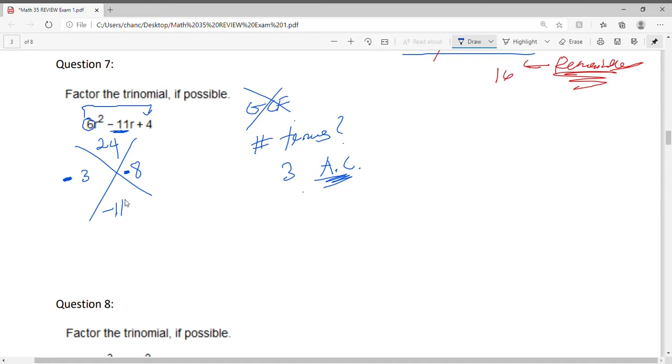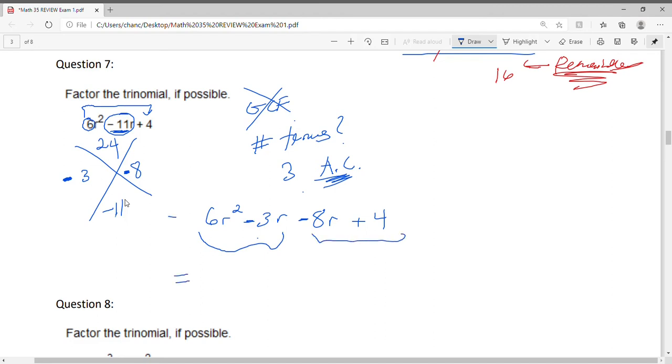So I'm going to rewrite this now as 6r squared minus 3r minus 8r plus 4. Now what we did is we just rewrote negative 11 as negative 3r minus 8r. So we split the middle into these two terms. Now the reason we did that is notice that we have 4 terms now. And to do 4 terms, we're going to use factor by grouping.